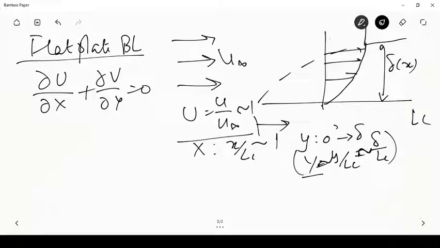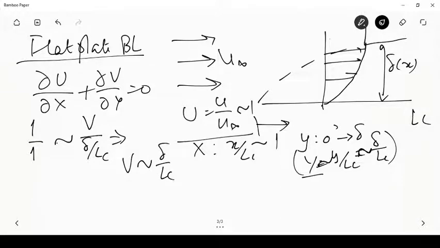So if I substitute all of those orders of magnitude here, I'll get a 1 by 1 here, and since this is equal to 0, I can say this is of the order of this term, which is v divided by delta by LC, which will basically tell me that v itself is of the order of delta by LC. Now, saying this term is of the order of that does not mean it is equal to that, but that it has a magnitude which is comparable to that. So that is the thing that we say.